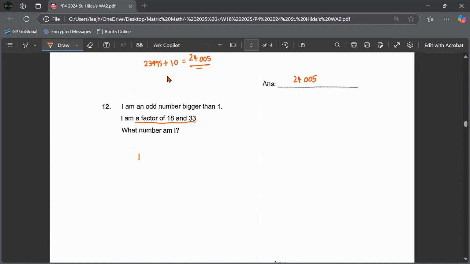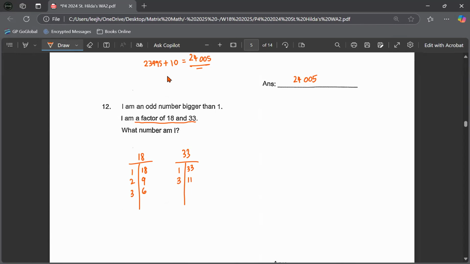So let's work out the factors of 18 first. It'll be 1 and 18, 2 and 9, 3 and 6. That's all. What are the factors of 33? 1 and 33. 2 definitely cannot. 3 and 11. And there's no others.